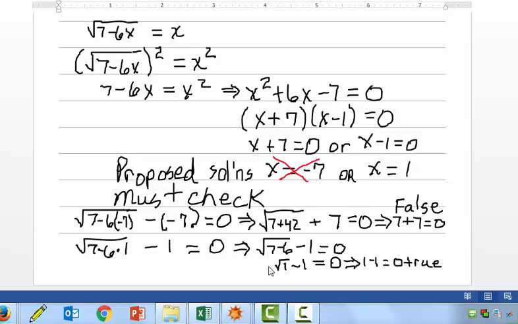So this basically tells me that my solution set, I can only accept the proposed solution of 1. So 1 does make the original equation true. So that's my solution.